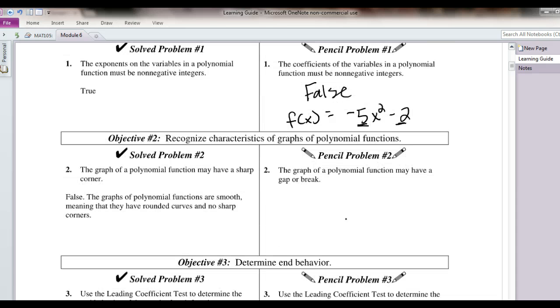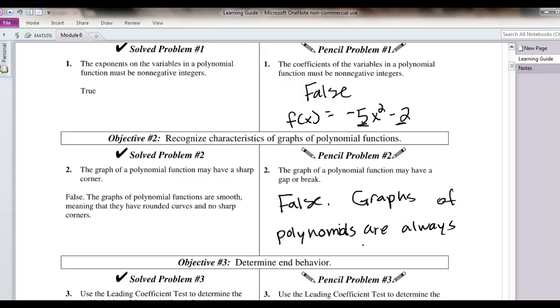The graph of a polynomial may have a gap or break. That is false. So the graphs of polynomials are always continuous. And some of these things we've seen before with examples doing quadratic functions and so on. Those are always parabolas, or other ones we've looked at.